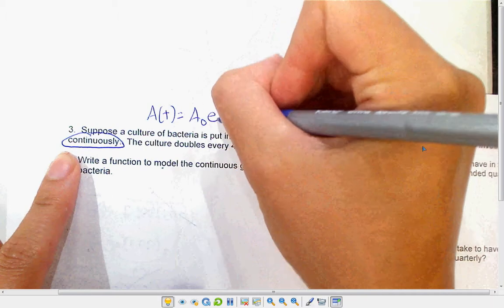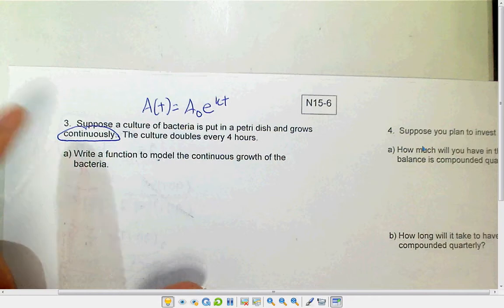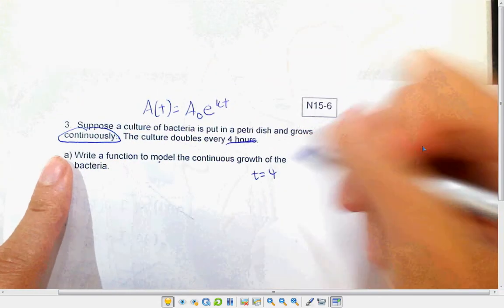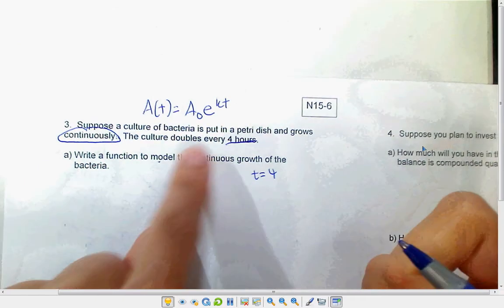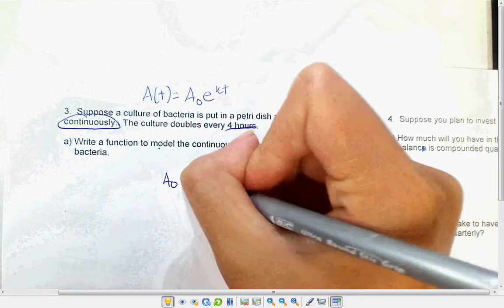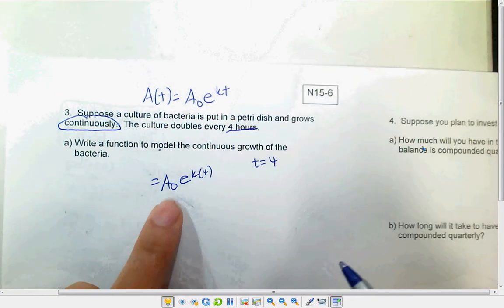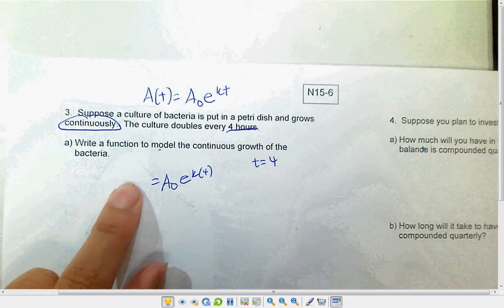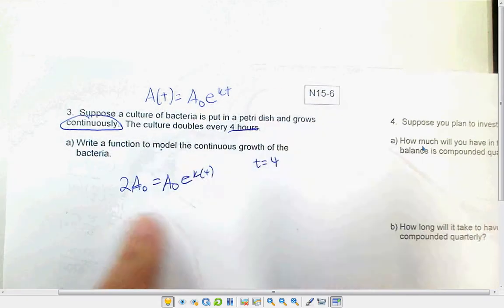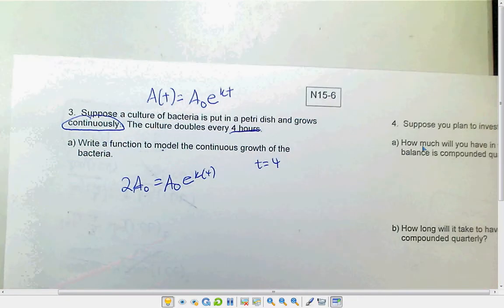So we have our continuous equation. We know that the culture doubles every 4 hours, so our t is 4, that's our time. If it doubles, this is the new part for this type of problem. If it started off with a naught, this is your initial, and we know t is 4. If we start off with a naught and it doubles, what it ends up being is 2 times a naught, because if it doubles, it just means you're multiplying your initial amount by 2. So we're solving for k, because we don't know what that is.